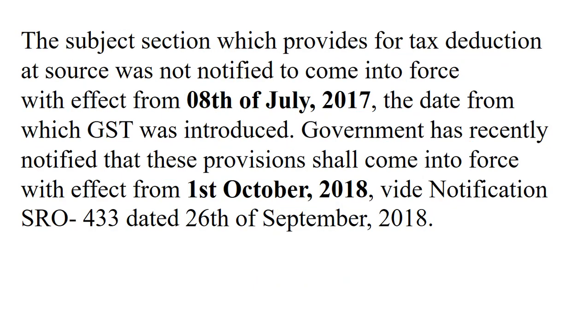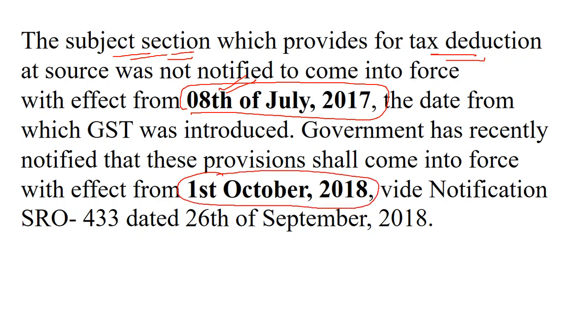We'll move forward to the subject section, that is section 51, which provides for the tax deduction at source by the DDOs and was not notified. The GST Act came into effect on 8th July 2017 in the state of Jammu and Kashmir, but section 51 did not come into effect at that time. This section 51 was recently notified by the government that the provisions of section 51 shall come into effect from 1st October 2018, and it was notified by the state government through SRO 433 dated 26th September 2018. You can remember this date and this SRO.